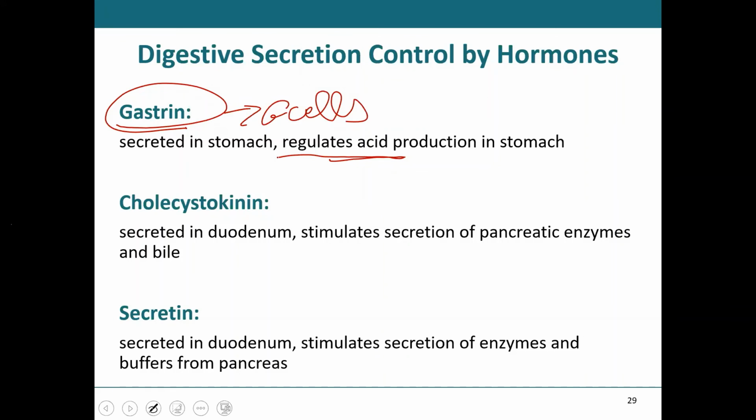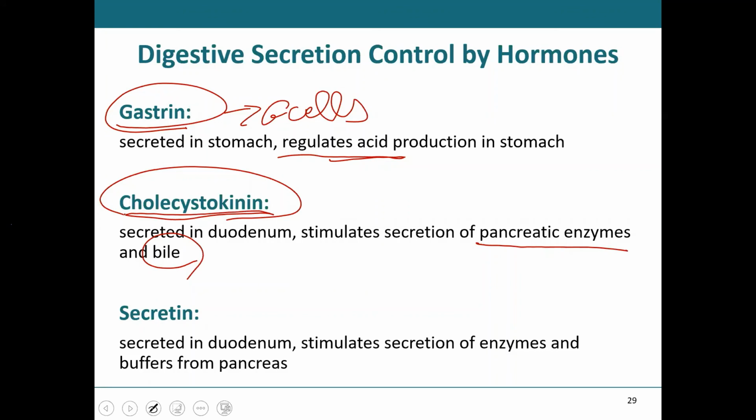What about cholecystokinin? It's secreted in the duodenum. What does it do? It's going to stimulate secretion of those pancreatic enzymes and bile. So anytime fat is increased, or the content of fat that needs to be digested and absorbed is increased, my bile secretion will be increased along with those pancreatic enzymes through the use of this hormone right here, cholecystokinin.